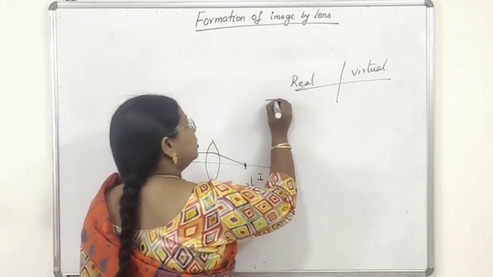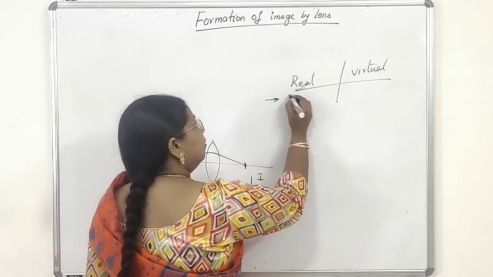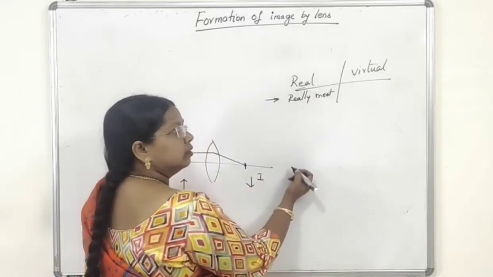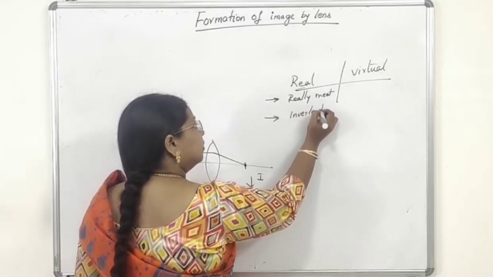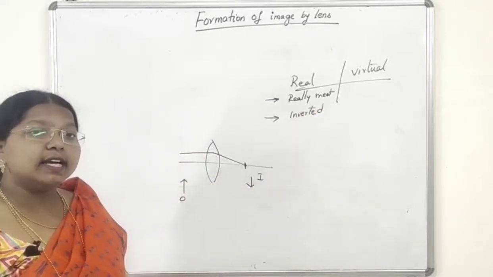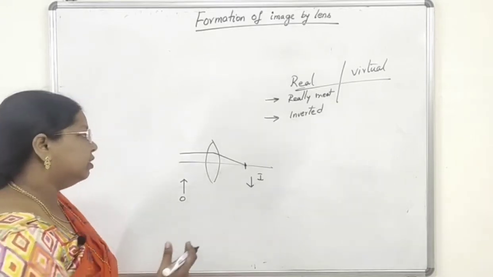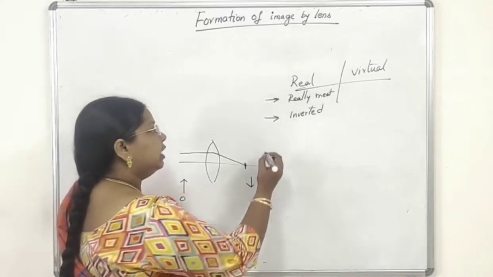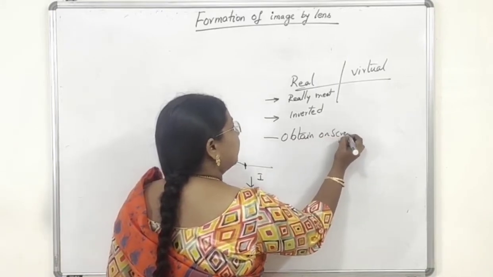So real images are formed when the light rays really meet at a point. Second one, they are inverted. And next, third point, these images are obtained on the screen. If you keep any screen at this point, the image is obtained on the screen. So all the real images are obtained on screen.